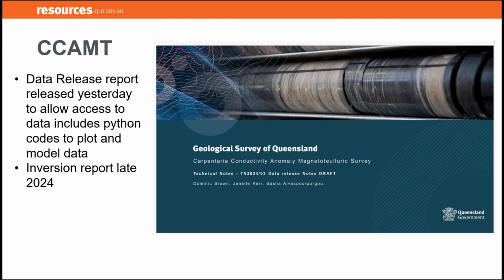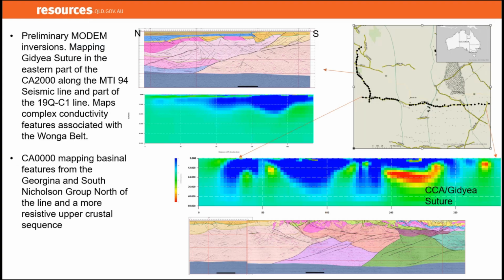So again, as I said, the data release and the report was yesterday. There's a data set, the EDI files, the logistics and processing reports, a report produced internally by the GSQ on the work they've done to look at analysis of the data, as well as some Python code to help plot up that data, MTPy, and do your own modeling work as well. And there will be an inversion report and more inversion work done through 2024 as well. There's some very prelim MOD-EM inversions along 2 sections through the survey.